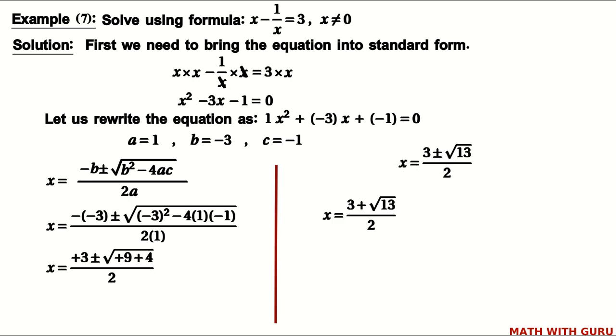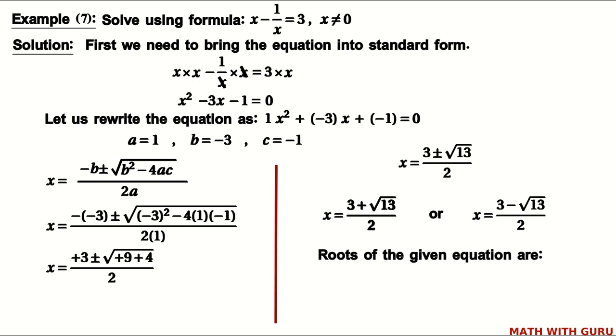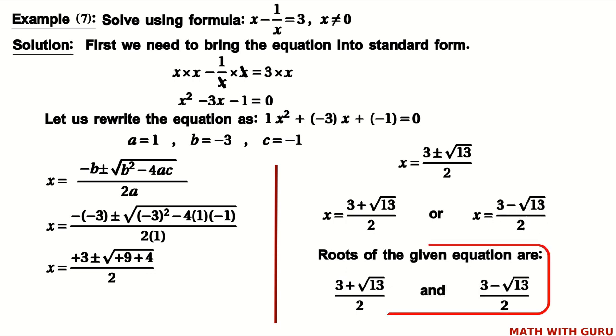The two values of x are x equals 3 plus root 13 divided by 2 or x equals 3 minus root 13 divided by 2. 13 is not a perfect square. Therefore, we cannot reduce this further. Therefore, the roots of the given equation are 3 plus root 13 divided by 2 and 3 minus root 13 divided by 2.